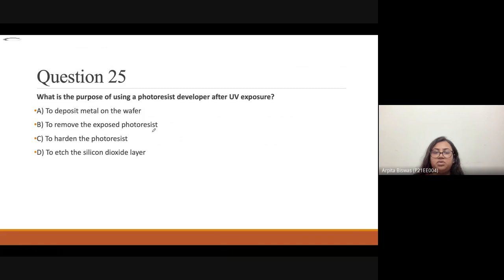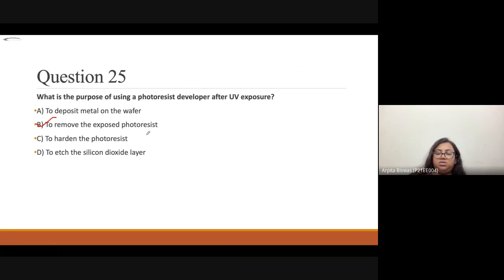Okay, so now the question is, what is the purpose of a photoresist developer after the UV exposure? By using the developing process, we remove the portion of the positive or negative photoresist that we don't want. We remove that portion using the development process. So the right option is option B, to remove the exposed photoresist.